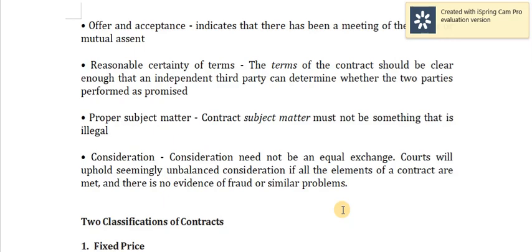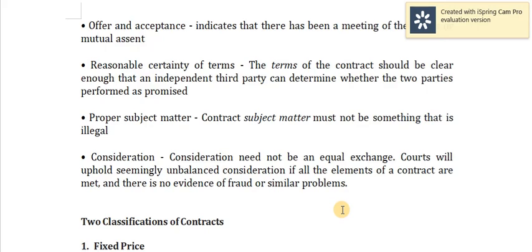Number 2 is offer and acceptance. It indicates that there has been a meeting of the minds or mutual assent. So, nag-offer si contractor, nag-accept si client, okay ako dyan sa presyo mo, sige, go tayo. Number 3, reasonable certainty of terms. So, the terms of the contract should be clear enough that an independent third party can determine whether the two parties performed as promised. So, dapat clear.